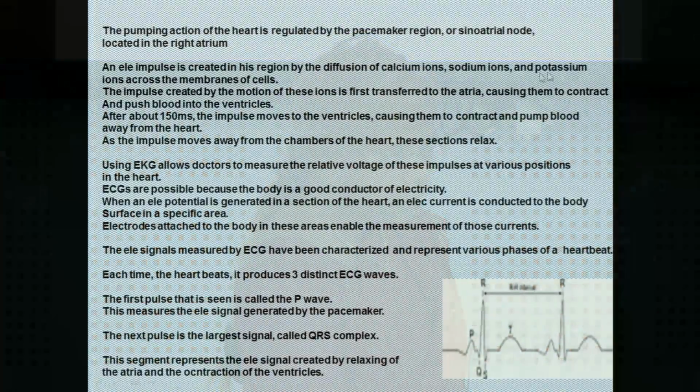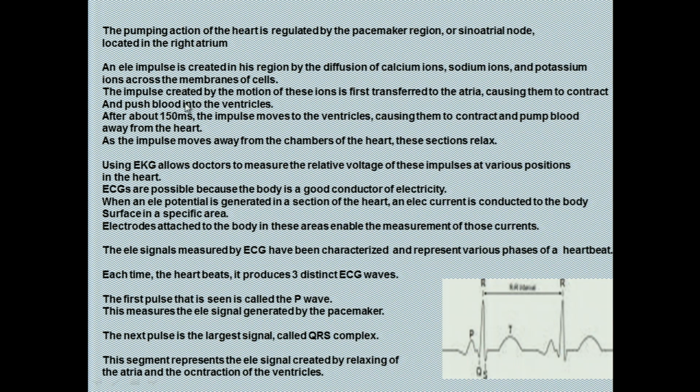An electrical impulse is created in the heart by the diffusion of calcium, sodium and potassium ions across the membrane of the cells. The impulse created by the motion of these ions is first transferred to the atria, that is the P wave, causing them to contract and push blood into the ventricles. After about 150 milliseconds, the impulse moves to the ventricles, causing them to contract and pump blood away from the heart into the body. As the impulse moves away from the chambers of the heart, these sections relax. So, contract, pump, relax, contract, pump, relax.